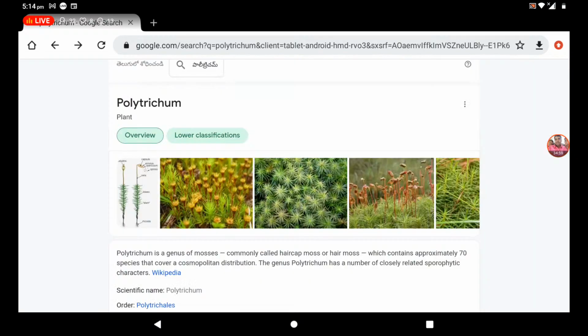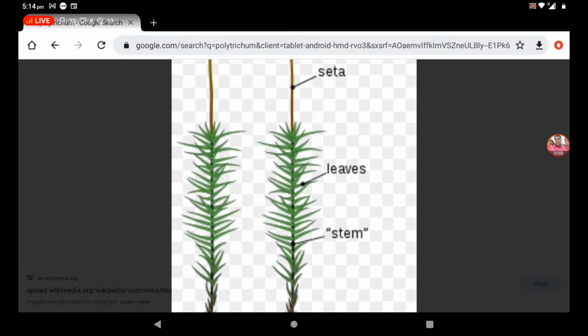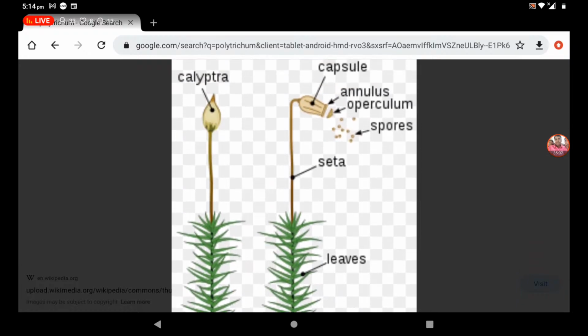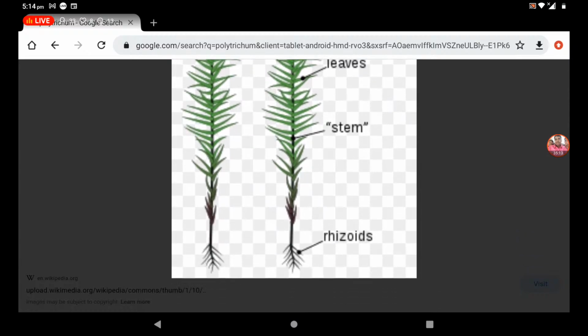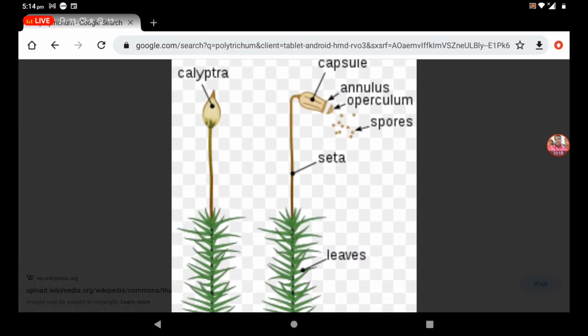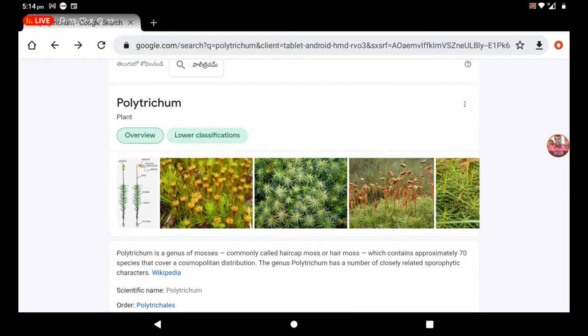So one more example we have. Let you observe this diagram also clearly. It's a drawn diagram. Here leaves are given, they are the phylloids. Stem, that is caulid, and roots are like rhizoids. In the sporophyte, if you observe, the fruit is attached with seta and even the capsule. The capsule only is going to produce the spores, so the spores will come again.